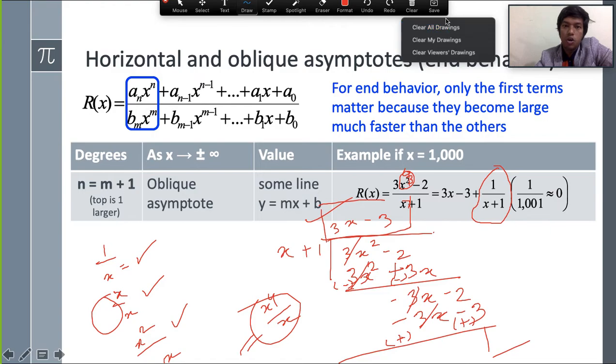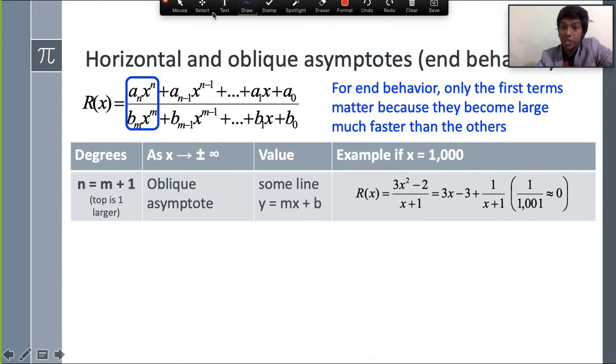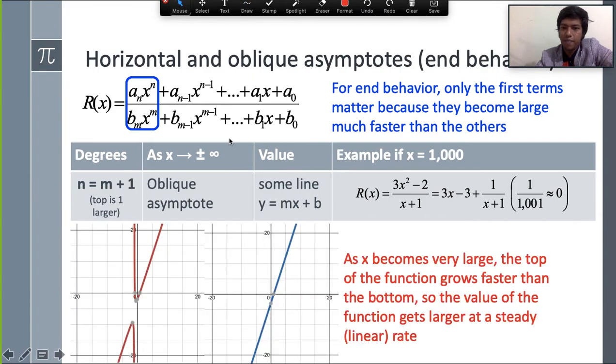So this is the horizontal and oblique asymptote finding. As I said, they have a couple of steps to find out, and all of these things are said here. The graph comes closer to this line, as you can see.